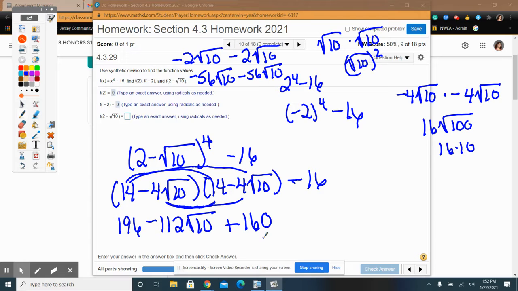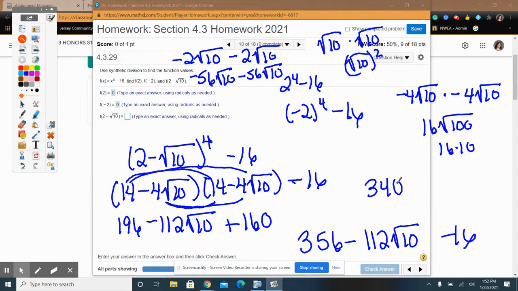Feel like I'm doing this wrong, but let's see. What's 196 plus 160? 356 minus 112 square root of 10. And then we have to subtract 16. So 356 minus 16, I get 340 minus 112 root 10. Let's see what happens.